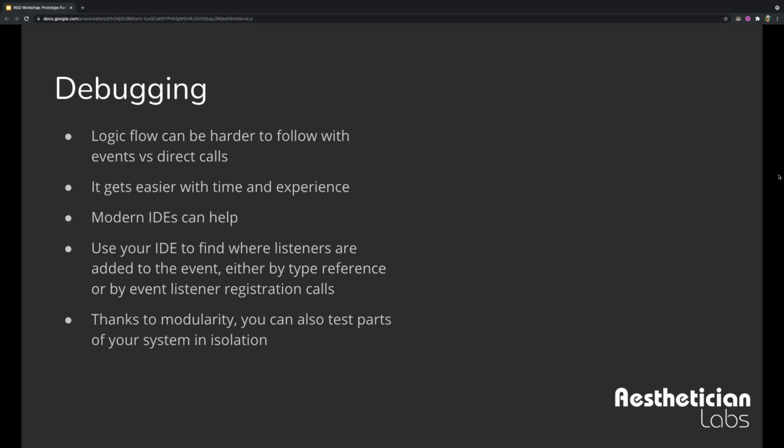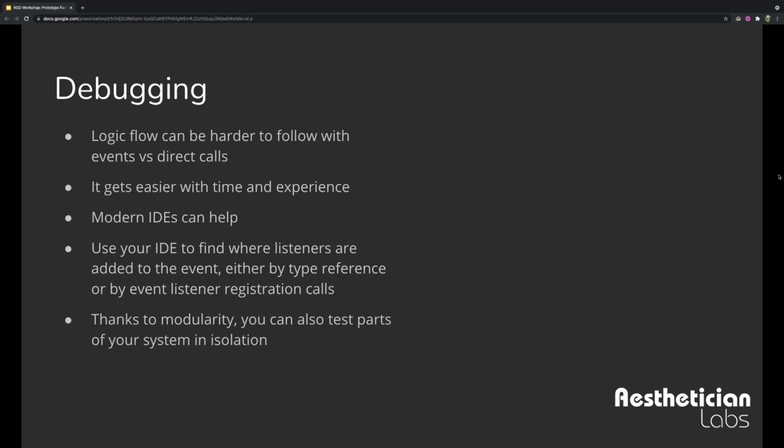Debugging. So logic flow can be harder to follow with events versus direct calls. It can be harder, especially if you're not familiar with working with events, to figure out what order things are happening or why things are happening in general. You just see an event being fired and you're like, well, I don't know what's going on. And it's harder to trace when an event is being fired or where the control is coming from. Control flow is just really, really difficult.